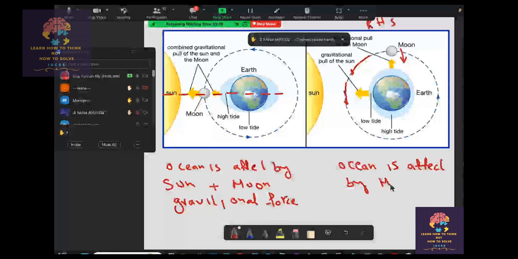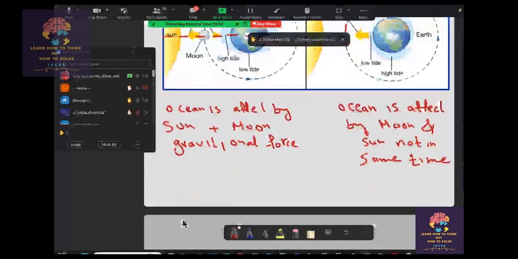By the moon or the sun, but not at the same time. Okay, by the moon or the sun. Yes, not at the same time. So for the first one, in the same time, this is more important. The time is very important. The first one is both at the same time, but the second one is either one of them. Exactly.